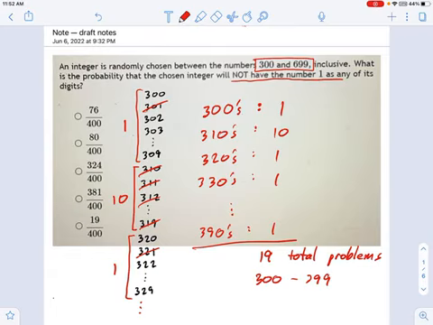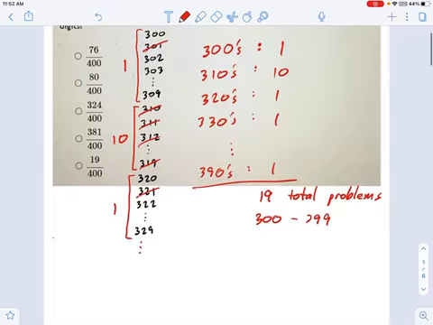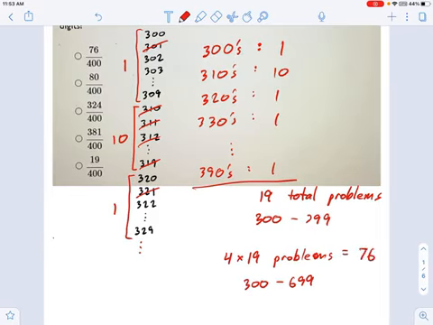Okay? So that's nice. Now what we have to do is figure out, can we extend this without counting more? Well, that means we're going to have 4 times 19 problems between 300 and 699, right? Because that's 4 sets of 100. You're never going to have the number 1 in the hundreds place, because we started at 300. We did not start at 100. So how many problems do we have here? Well, 4 times 19 is 76. So there are 76 numbers we are not allowed to have.